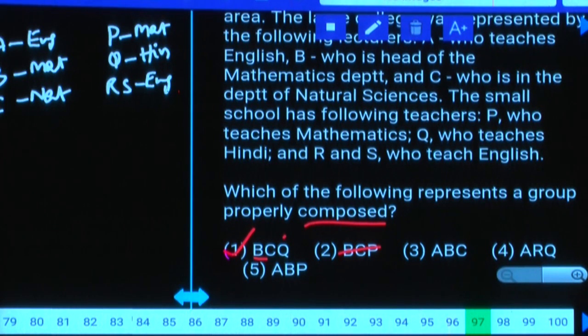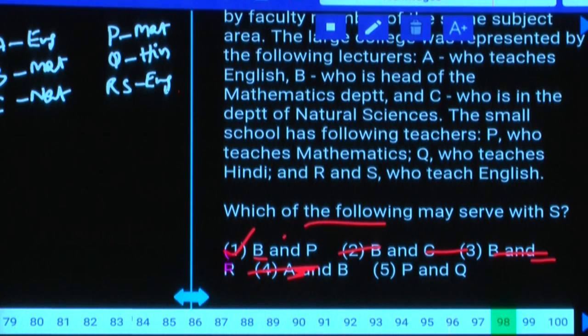A, B and C, we cannot have all the 3 persons from the college, we must have 1 person from the school. A, R and Q, as A is English, R is also English, that is not possible. Again R and Q, 2 persons from school is ruled out. And A, B and P, B is mathematics, P is mathematics, we cannot have this one. Hence what is your answer? Only 1 alone.